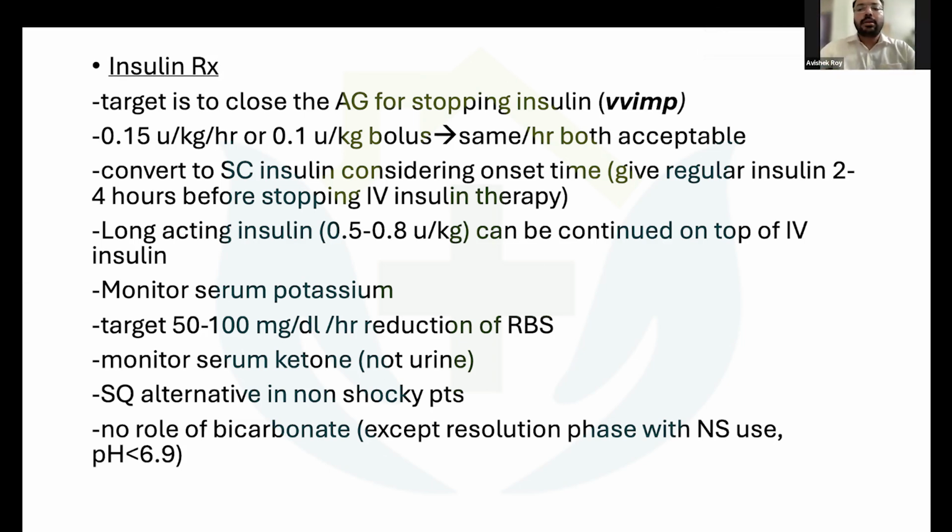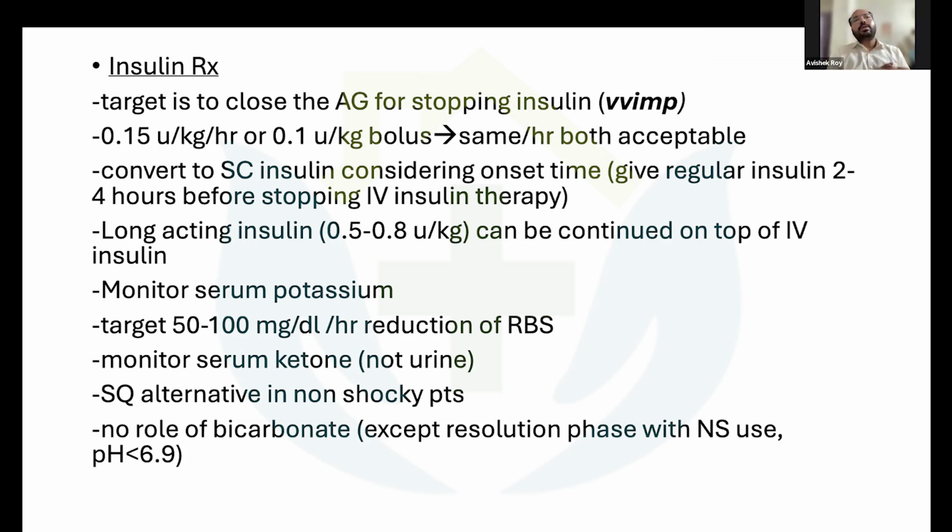So as I was saying, the management starts with giving intravenous fluids and starting an insulin infusion at the rate of 0.1 units per kg per hour. So usually for a 60 kg man, you start with around 6 units per hour of insulin. You monitor the blood sugar levels and preferably blood ketone levels, not urine ketone levels.